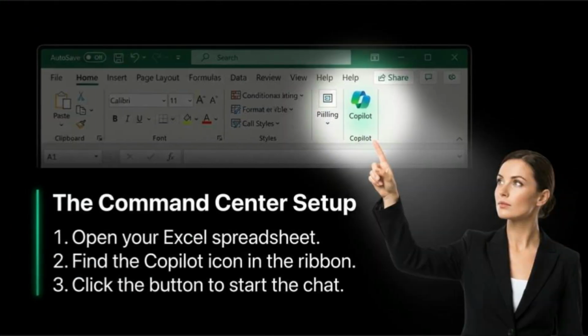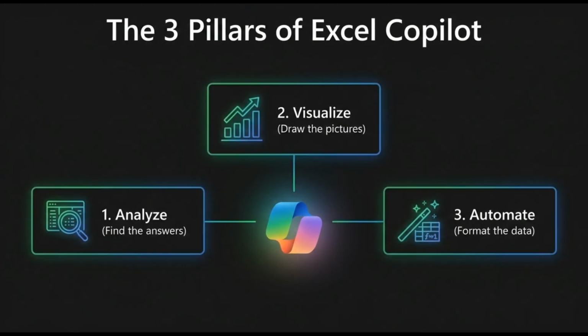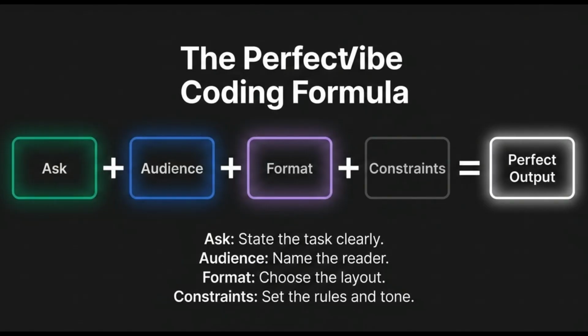Setting up your command center is simple. Open your Excel spreadsheet, locate the Copilot icon in the ribbon, and click it to begin your chat. There are 3 core pillars to using Excel Copilot: analyzing to find answers, visualizing to draw pictures, and automating to format your data. To get perfect output, use the vibe coding formula. Combine your task, the target audience, your desired format, and any specific constraints or rules.